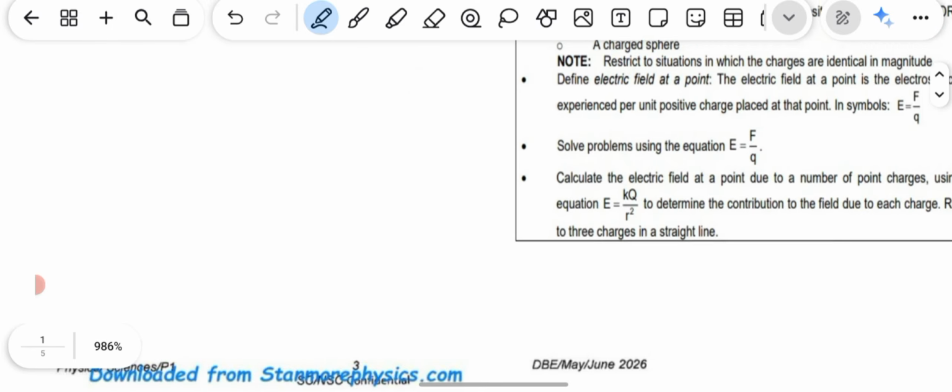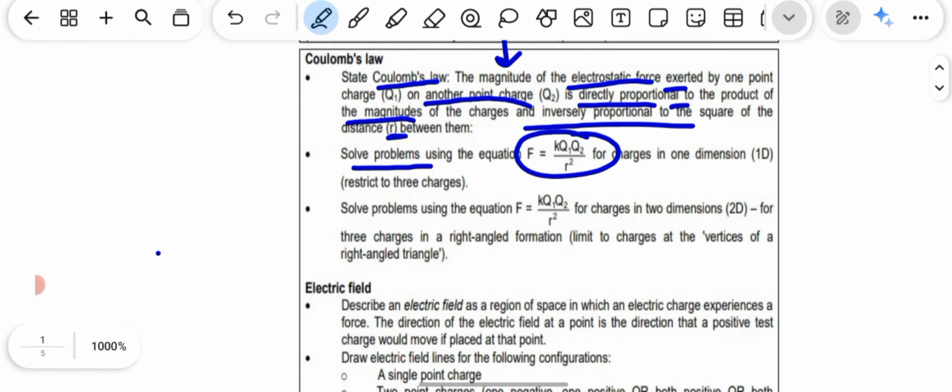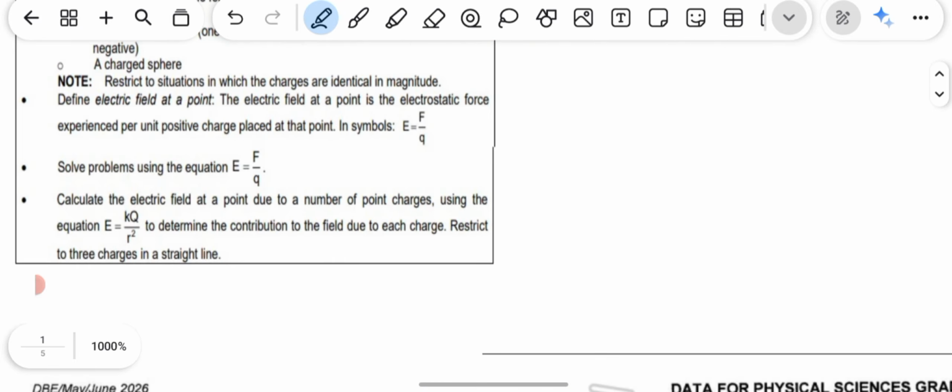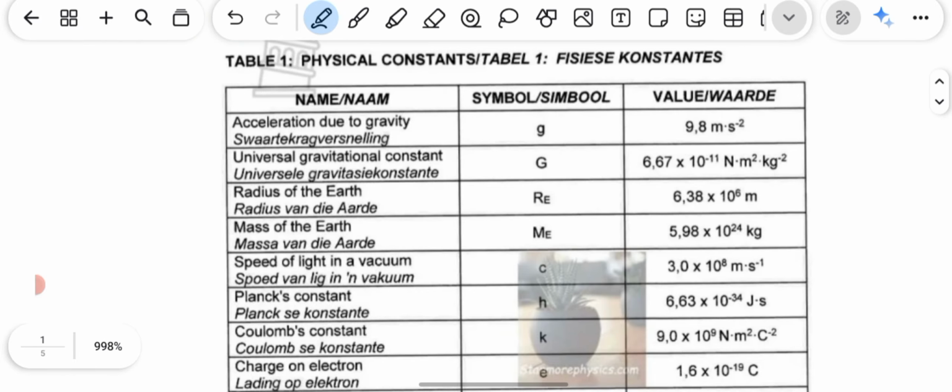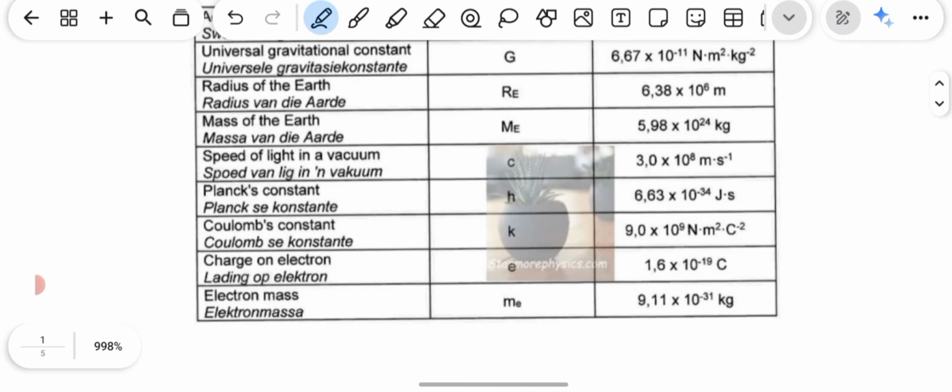And then that constant that we spoke about, which is k, right? Where do you find that constant? Well, when you go to your data sheet for physical sciences, you're going to see Coulomb's constant, and it is going to be 9,0 times 10 to the power of 9, and then they also give you the SI unit right there.